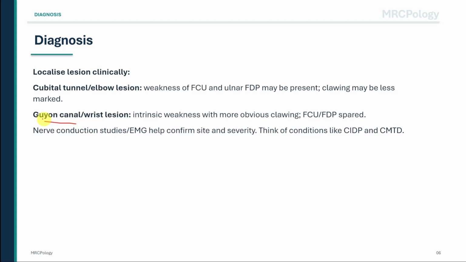To localize the lesion clinically, examine muscles above and below the wrist. In a cubital tunnel or elbow lesion, flexor carpi ulnaris may be weak. The ulnar half of flexor digitorum profundus may also be weak, producing reduced distal interphalangeal flexion of the ring and little fingers. Because this long flexor is affected, clawing may be less prominent.